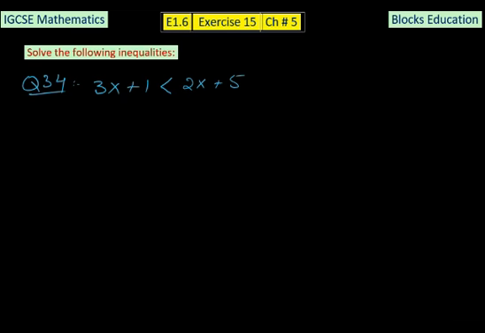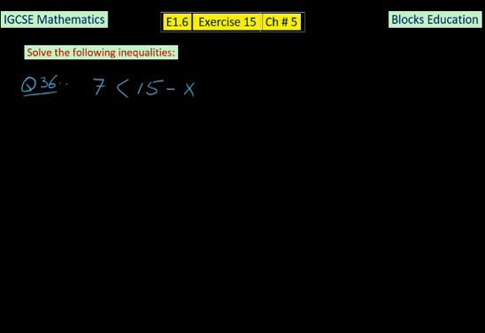In question 34, it says 3x plus 1 less than 2x plus 5. We will use the same strategy: take the x's on one side and constants on the other side. So move 2x onto the left side and move this plus 1 onto the right side. 3x is already there. When we bring 2x onto the left side, it will be minus 2x, and the inequality stays like this. 5 is already there, and plus 1 once moved to the right will be minus 1. 3x minus 2x will be x, less than 5 minus 1, which is 4. So the answer is x less than 4.